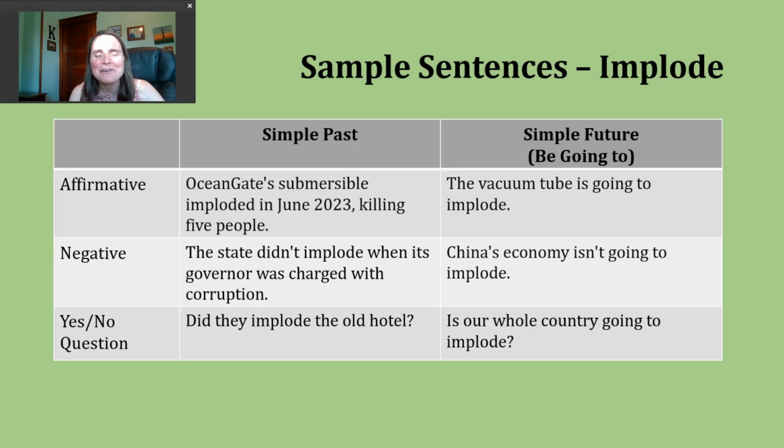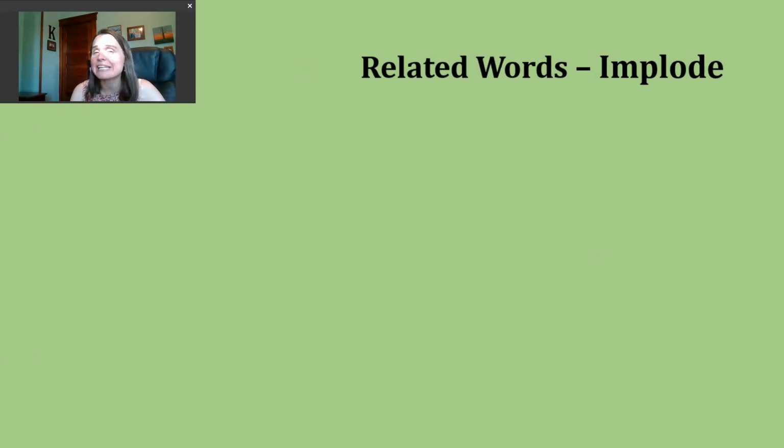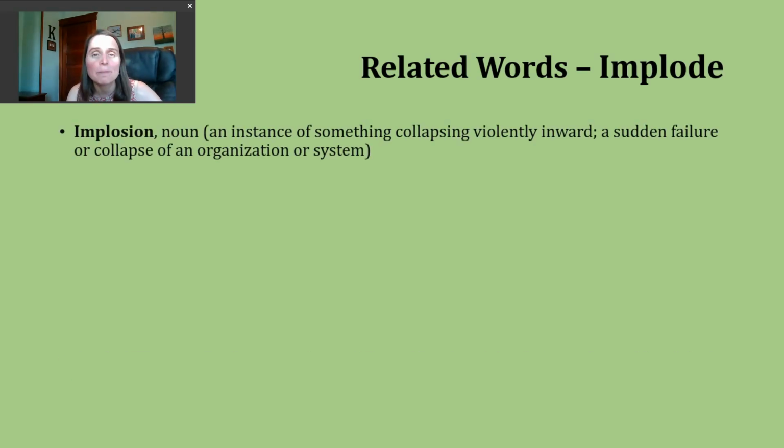Now we'll move on and we'll talk about some words that are related to our verb implode. And we're going to start with the noun form of this word. We have a spelling change, different ending here, and we're going to pronounce the noun implosion. Implosion. Just like our verb had a few different definitions, this noun can also have a couple different meanings. One way to use it is to talk about the instance of something collapsing rather violently inward. We're back to that kind of idea of maybe something bursting, falling in on itself.